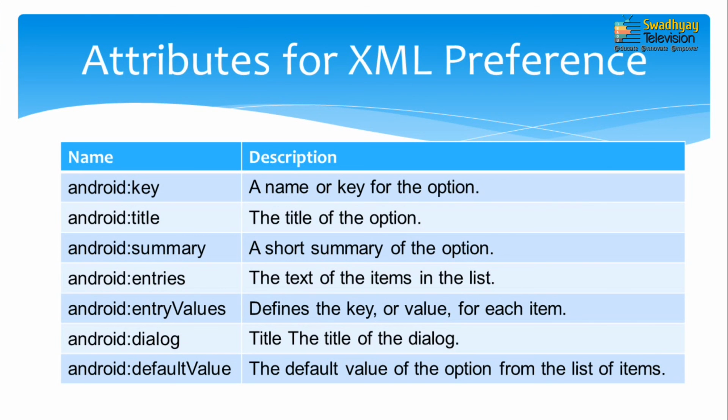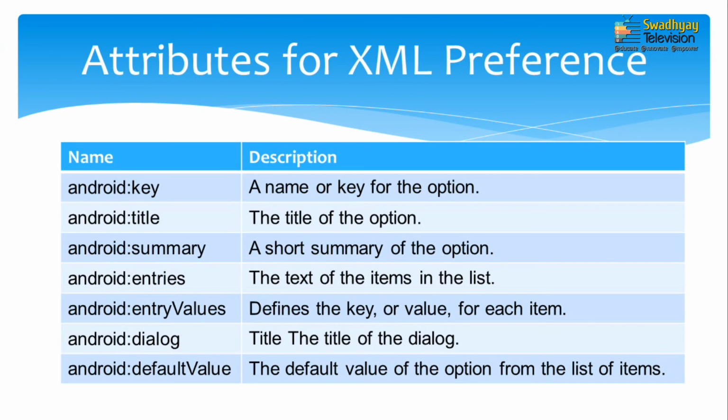Then certain preferences are displayed as a dialog, for example, edit text preference. What the title of the dialog will be is specified by the dialog title attribute, and there is a default value attribute which specifies the default value of the option from the list of items. For example, I have 3 items for background: red, green and blue, and I want to ensure that by default the background color should be green.